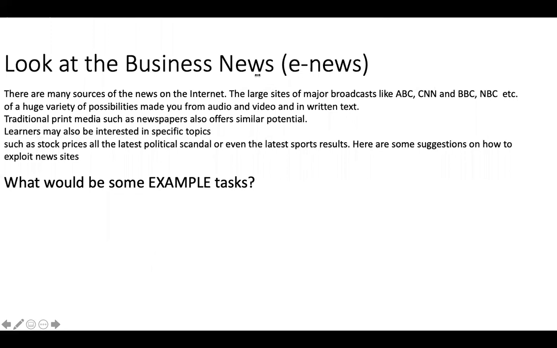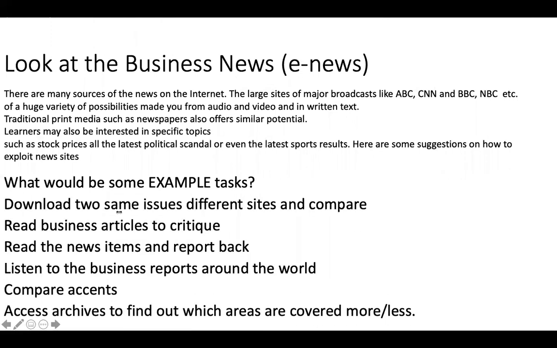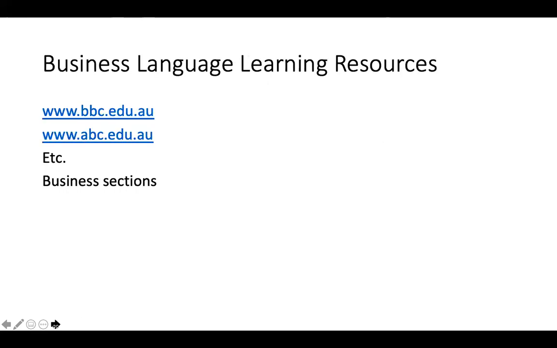Other things is look at business news. So you can look at, for example, comparing two sites like NBN and CNN, is it, in America? They've got ABC and SBS in Australia with the same business news between the two sites. You could critique articles. You could read it and then report back to the class, give a presentation online. Or you could compare accents, and you could also look at the archive material and see what's covered.